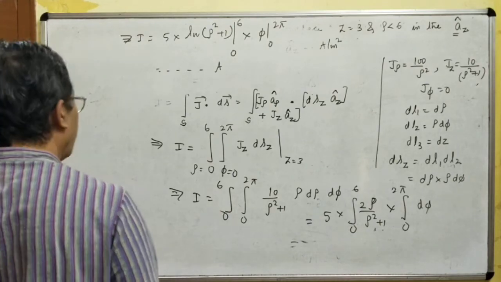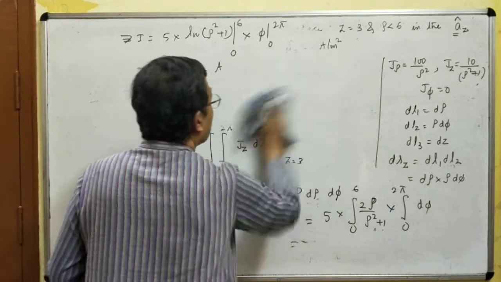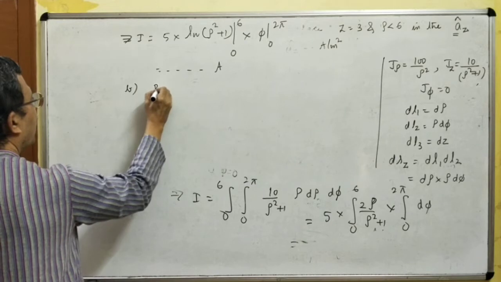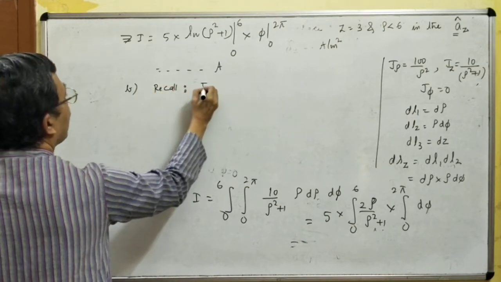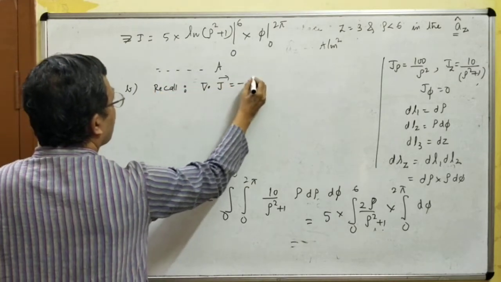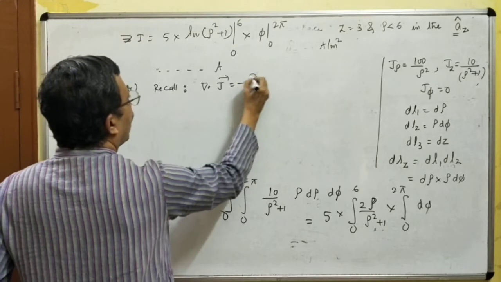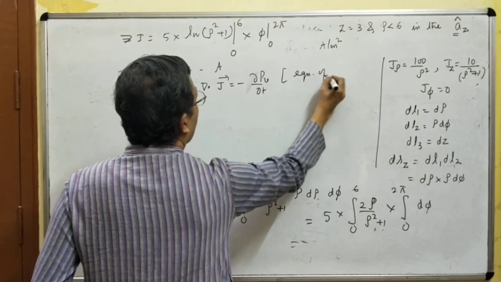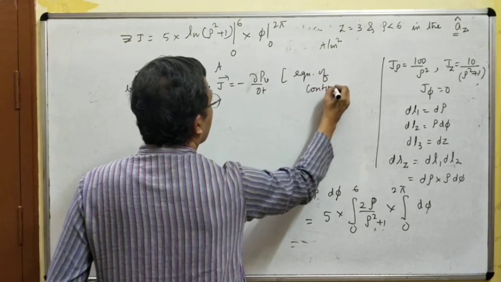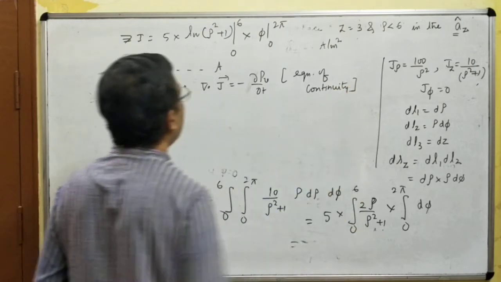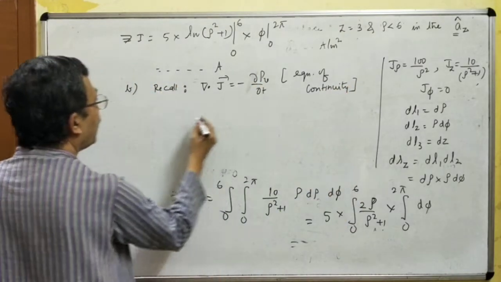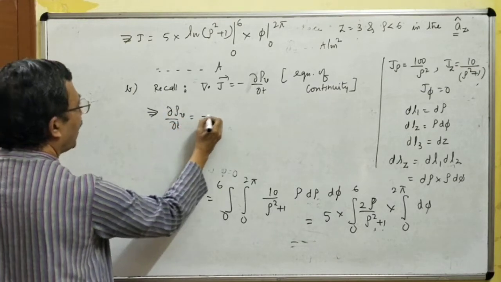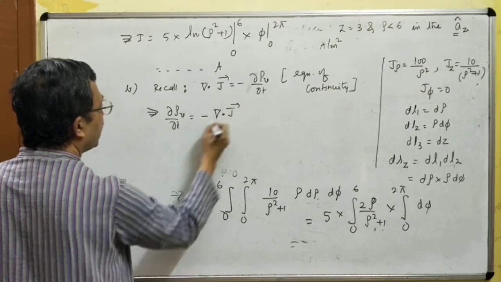Next, we have to find ∂ρv/∂t. To find ∂ρv/∂t, we make use of the equation of continuity. Recall, divergence of J is equal to minus ∂ρv/∂t, nothing but the equation of continuity. Using the equation of continuity, this implies ∂ρv/∂t is equal to minus divergence of J.